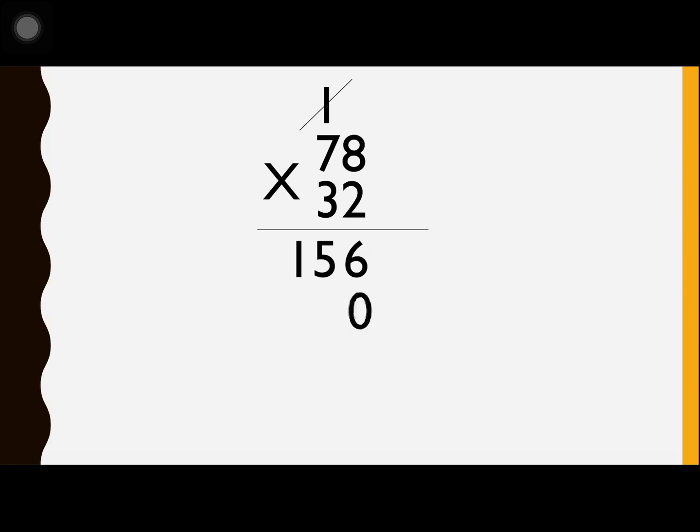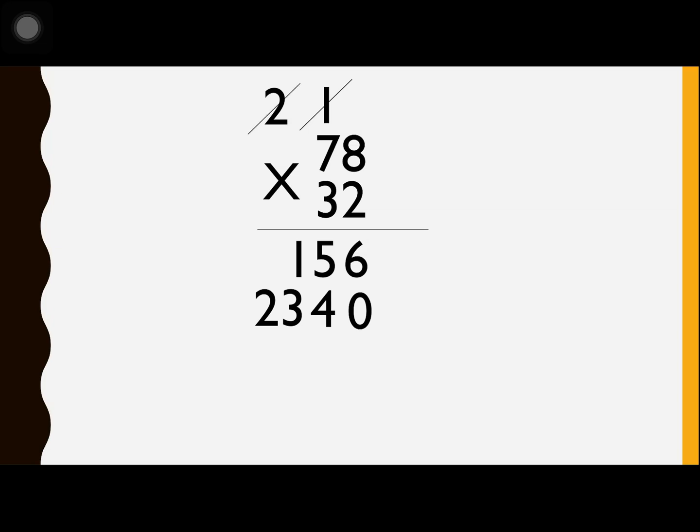Next, move on to the 3. Multiply 3 by 8 and you get 24, and once again we will drop the 4 next to the 0 and carry the 2 to the top. Next step is to multiply 3 by 7 and get 21. We add 21 plus 2 to get 23. We now place the 23 next to the 4.